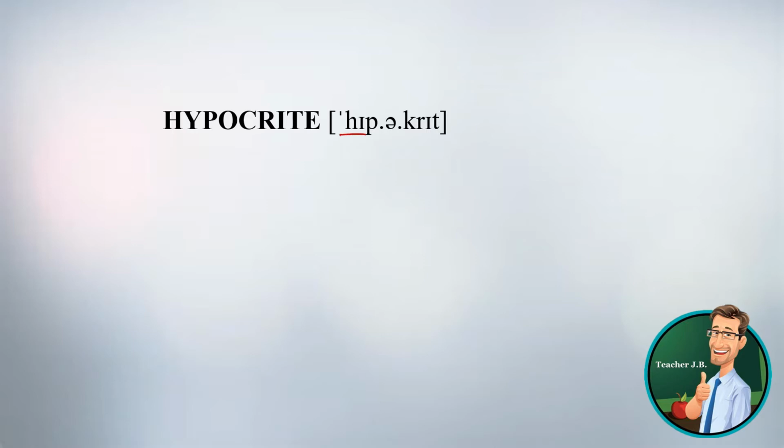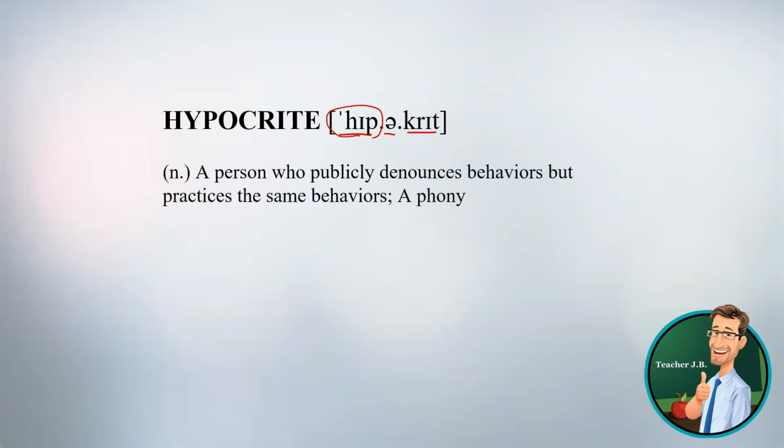Hypocrite. Three syllables and accent on the first syllable. A hypocrite is a person who publicly denounces behaviors but practices the same behaviors. So he's a phony.